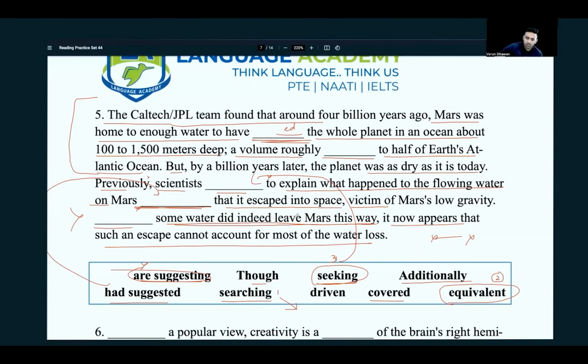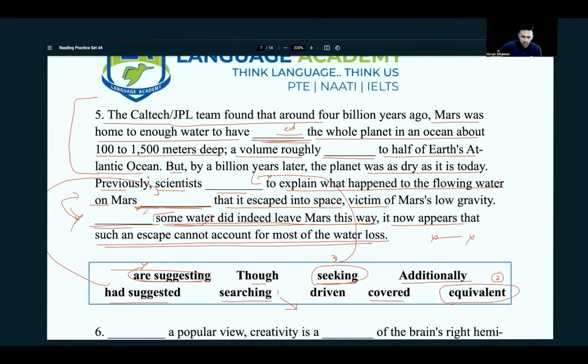Now, understand the context as I always say. Earlier, scientists who were trying to explain where the water disappeared said that it had escaped into space. But now we have understood that only some water left the planet this way, but most of it cannot escape due to the low gravitational force. So we are contradicting the previous sentence. In the previous sentence, scientists are saying that water went from Mars to space, but now we are saying only some water went, but it cannot be the reason for the total disappearance of water.